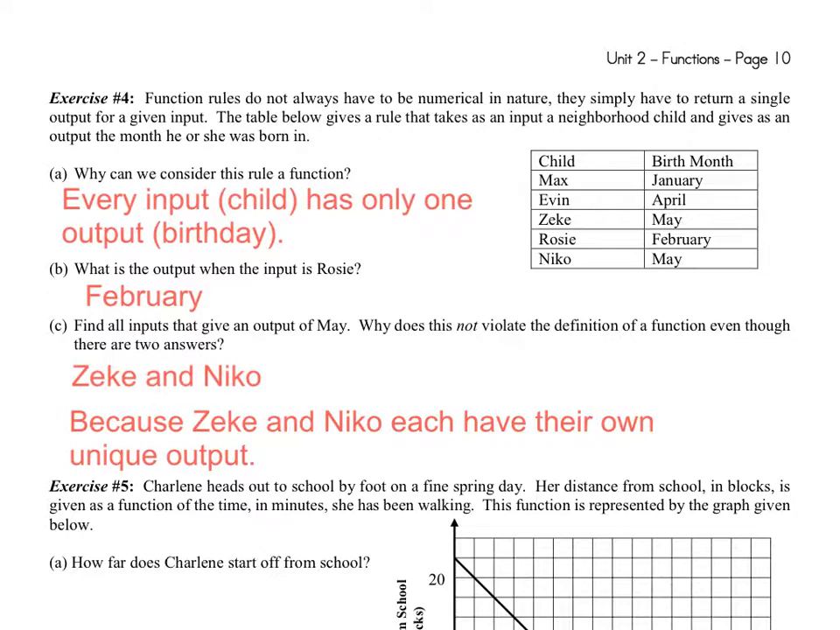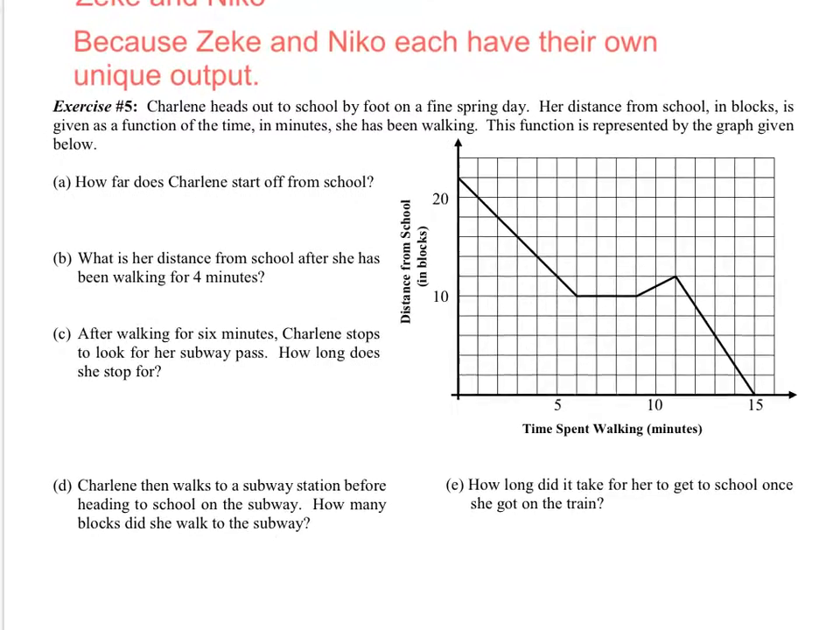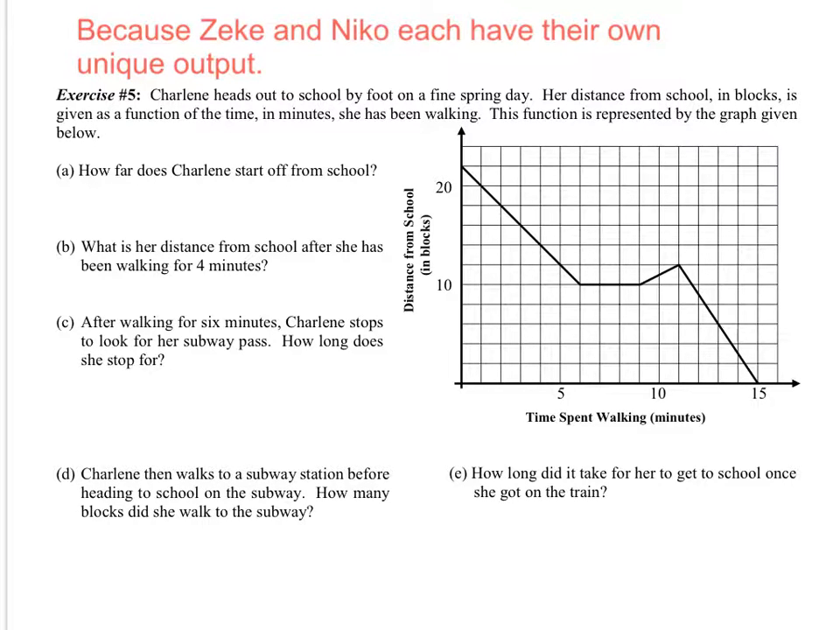All right, let's move on to exercise number 5. Charlene, she's heading out to school by foot on a fine spring day, and her distance from school, in blocks, is given as a function of the time in minutes. So it looks like she's walking, the number of minutes that go by, and that is going to help us to determine the distance from school in blocks.